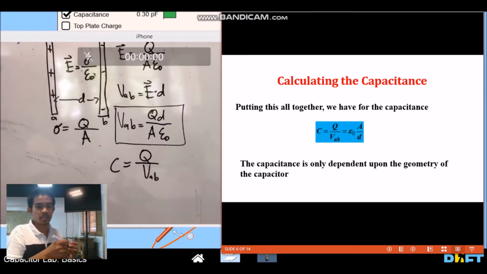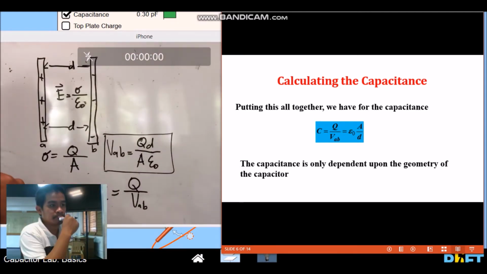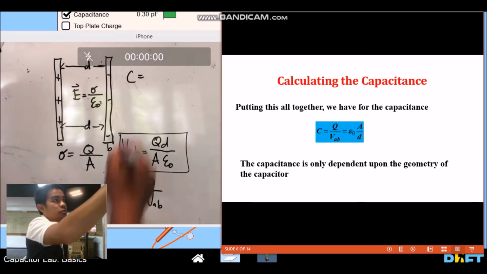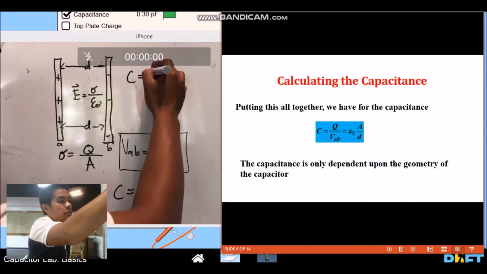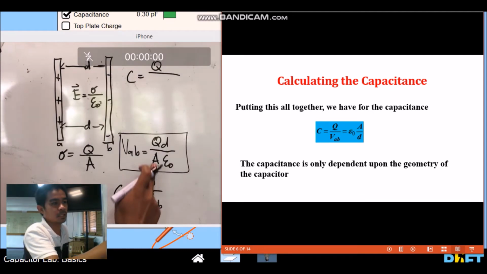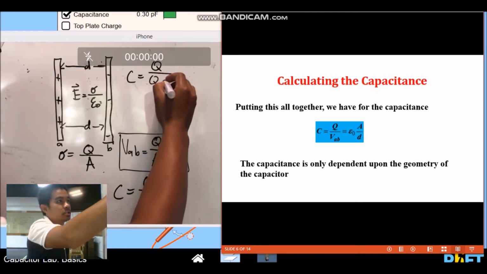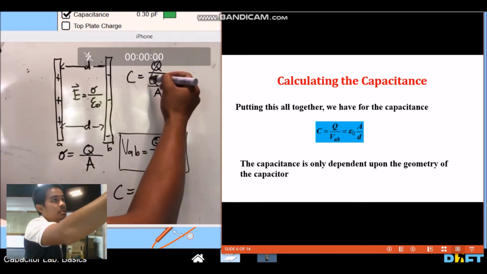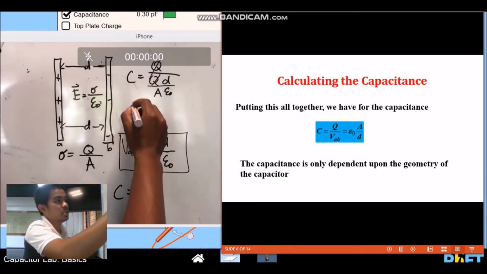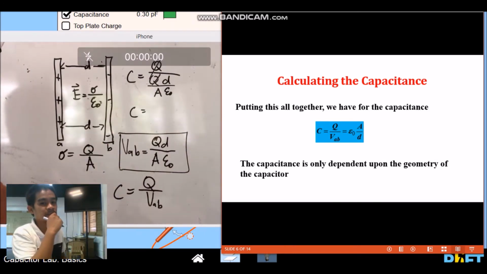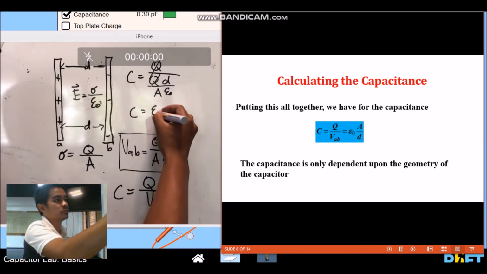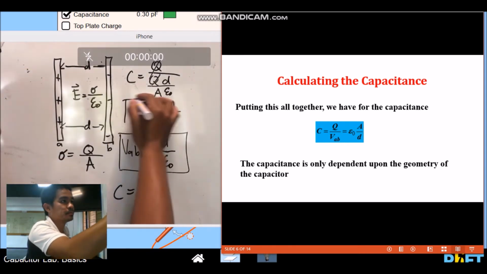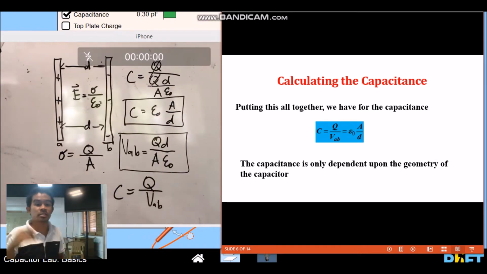Let me erase first. Okay, so the capacitance will be equal to charge Q over, I will replace this by this, charge times distance over area times permittivity of free space. We can cancel the charge. So C equals the permittivity of free space times area over distance between them. So this is how you compute the capacitance.